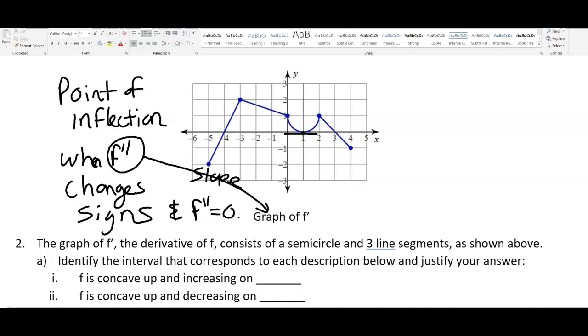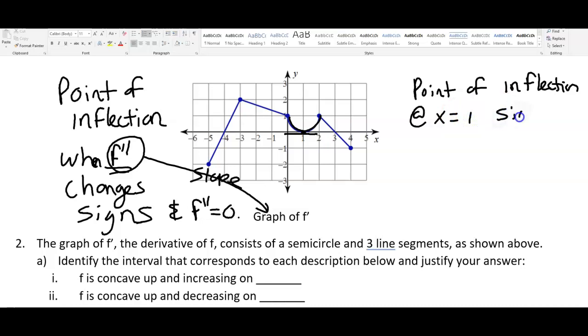So at that point, f double prime equals 0, but it's only a point of inflection if f double prime changes signs. In other words, if the slope changes. Does the slope of this graph change at that point? We're going from a negative slope to a positive slope, and so yes, it does change. So I would say we have a point of inflection. I'm going to rewrite it. Point of inflection at x equals 1 since f double prime equals 0 and changes signs at that point.